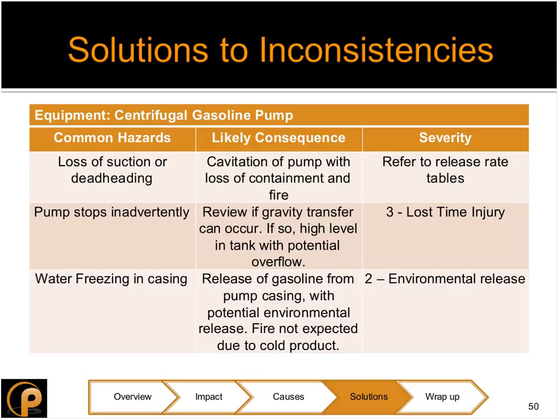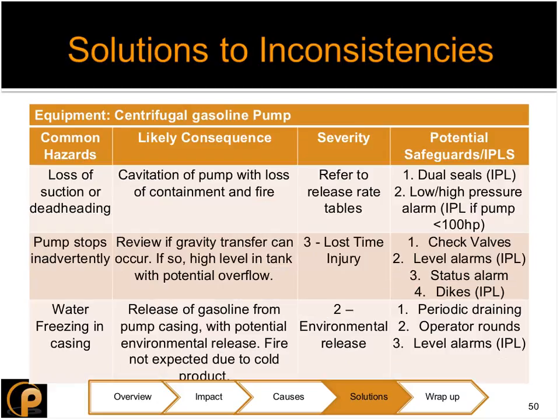The next thing we want to do is come up with what are acceptable safeguards or IPLs. And we can just tack that onto here, both the equipment tables and the unit tables. So in this example here, for the loss of suction or deadheading, dual seals is considered a good safeguard and a possible IPL, whereas low or high pressure alarm is acceptable as an IPL if the pump is less than 100 horsepower. So what we're giving the teams is the information to say, here's the IPLs you should use. If this was our pump, they would have had that the pump was less than 100 horsepower and they could use a high discharge pressure alarm as an IPL.